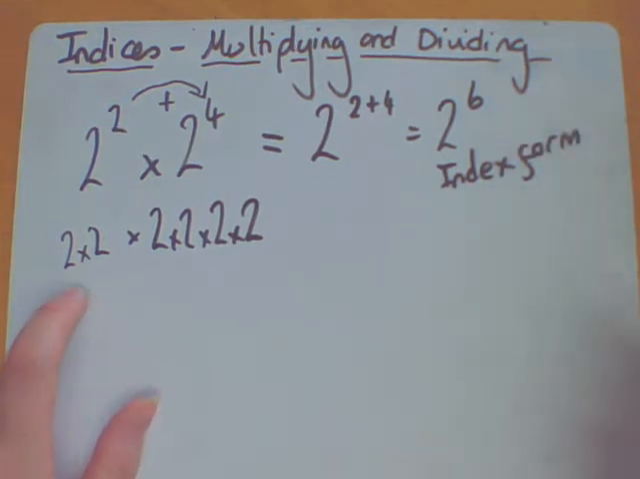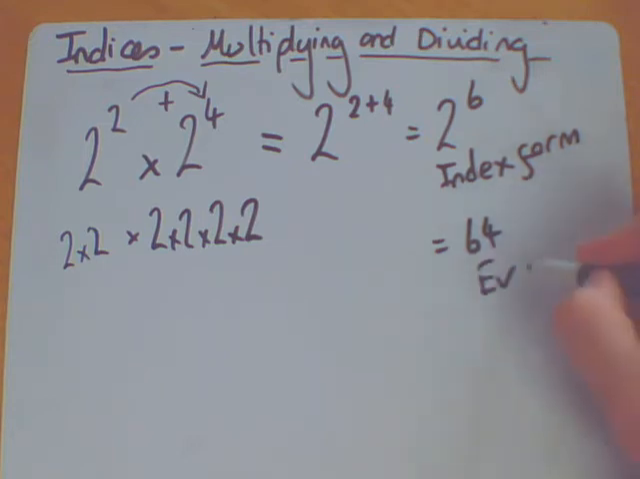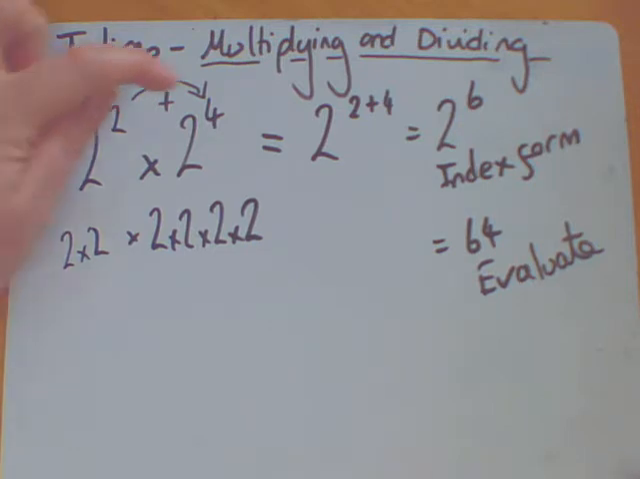If it wanted you to evaluate that, you would actually have to go further and work out 2 to the power of 6. Okay, so that is doing 2 times 2 times 2 times 2 and so on until you've done it 6 times over. So 2 to the power of 6 is 64, and that's if it says to evaluate. Okay, so the key thing I need you to take away from that is that we are adding these two indices here together because I am multiplying in the centre.